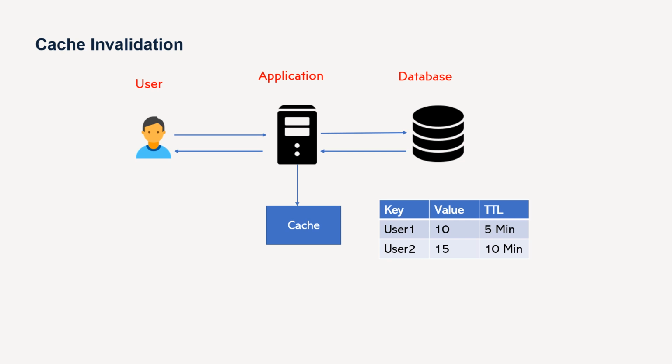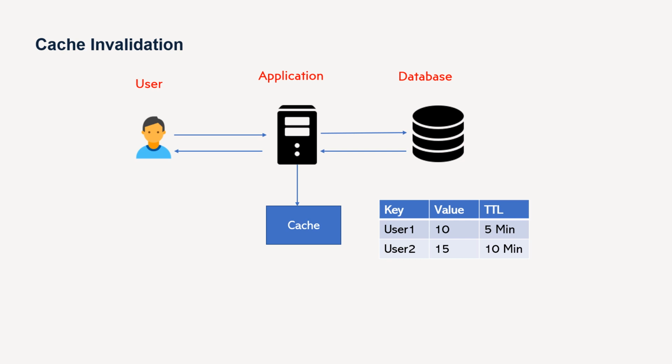So next time, suppose after 6 minutes, when user one wants the same value again, at that time there will be a cache miss, because the previous value which was stored in the cache was evicted as it was an expired value. So this is one strategy: by using time to live, we can define expiry.